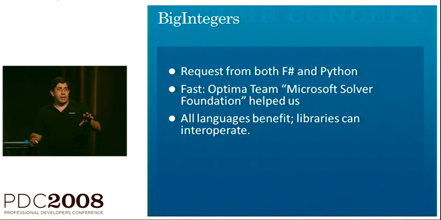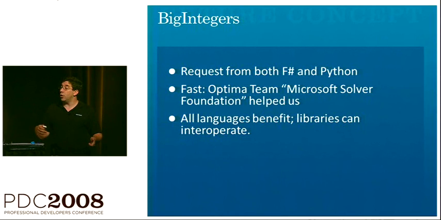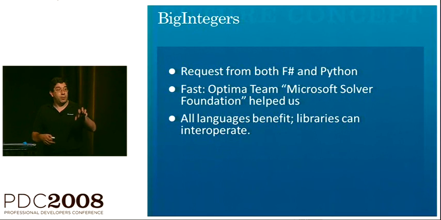Another reason we're doing it in the base class libraries is to make sure that libraries will interoperate, right? So if you've got some Iron Python libraries or some F# libraries that are mathematical, and they're using big integer, and you want to call them or get the results in your C# code, you're going to be able to do that because we put this big integer class right in the BCL.